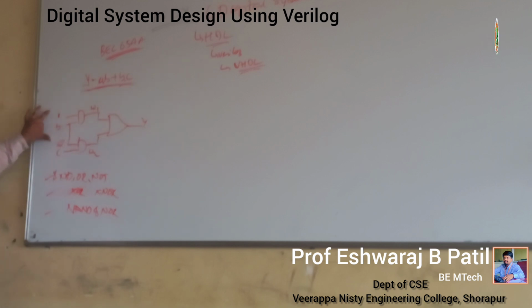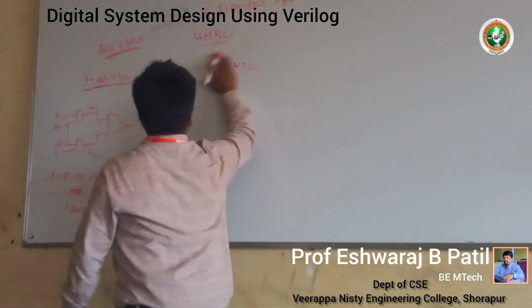Okay, I got the design from the Boolean equation, so I have to write a program related to this. We can write the program with the help of HDL, hardware description language, in three ways. One is called the structural model. The second one is the data flow model. The third one is the behavioral model. First, we'll see how to write the structural model.